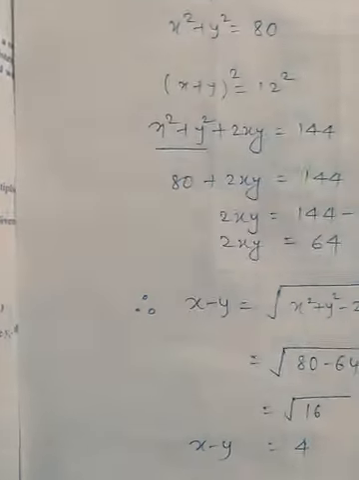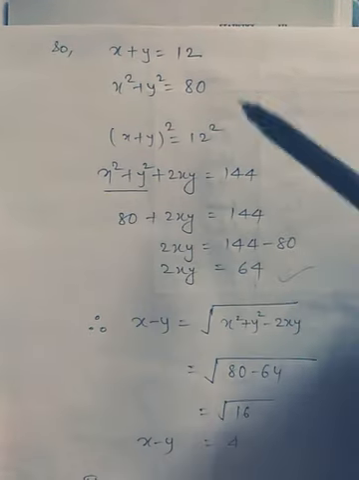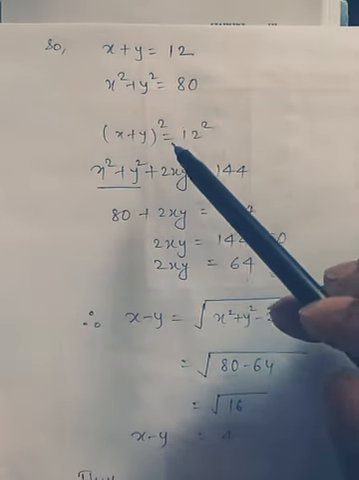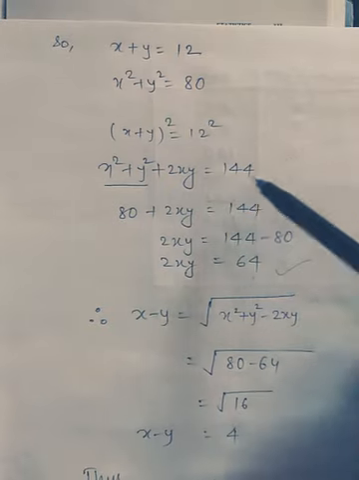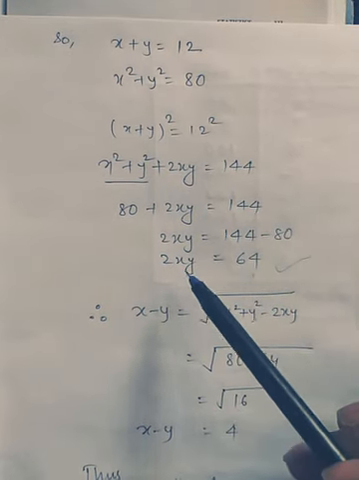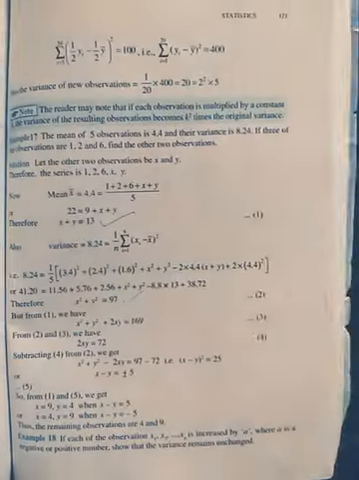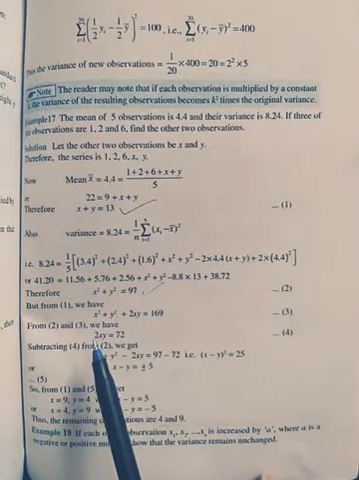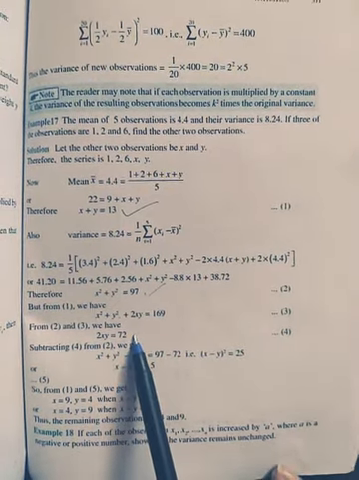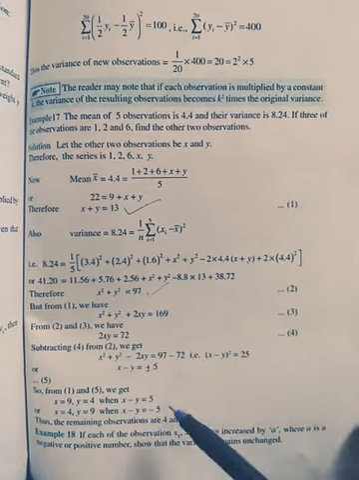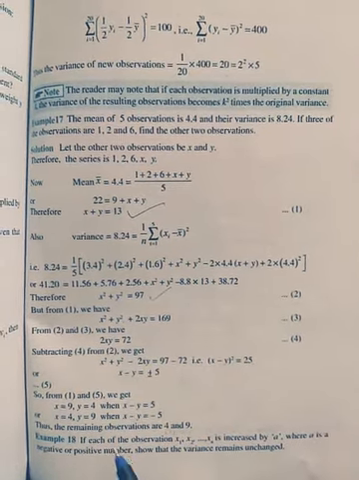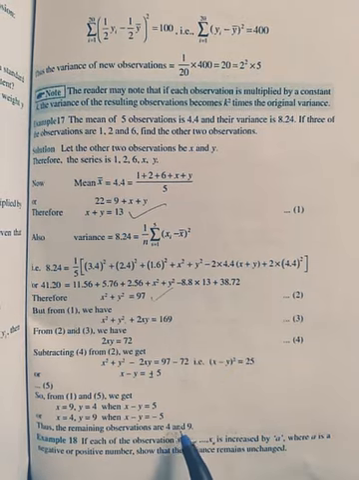Similar to the previous method, we use this: x plus y whole square is 13 square, and this way we find 2xy is 72. Similarly we can solve. So we get the remaining observations are 4 and 9.